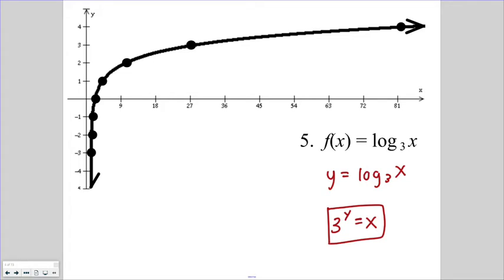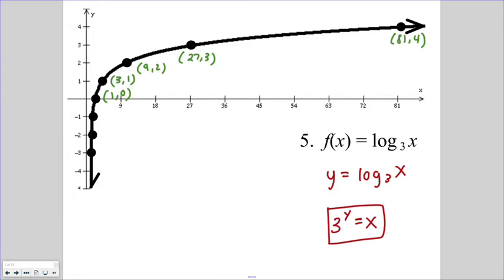So in this case, if I'm going to plot the points here and identify them, all I'm going to do is take a look at the points from number 1, and I'm just going to flip the x and the y values. So instead of the point 0, 1, this is the point 1, 0. And then instead of the point 1, 3, this is the point 3, 1. This is going to be the point 9, 2. This is the point 27, 3. And then we've got 81, 4 all the way out here. I'm just taking the ordered pairs from its inverse in number 1 and flipping the x and y values.